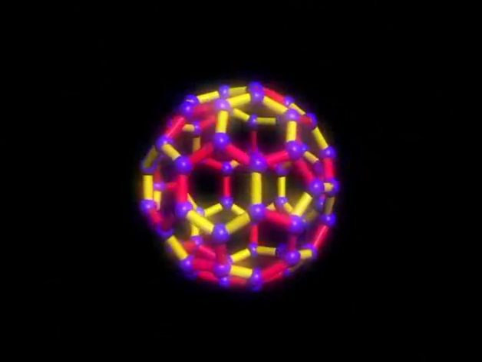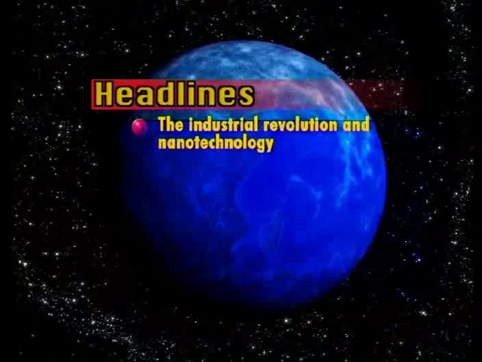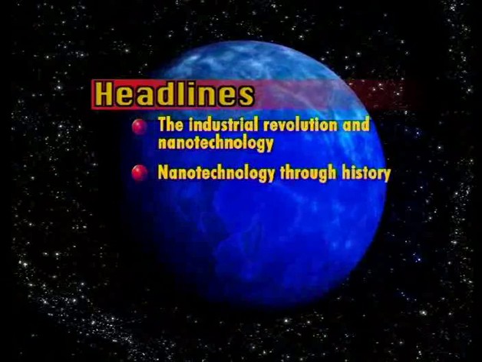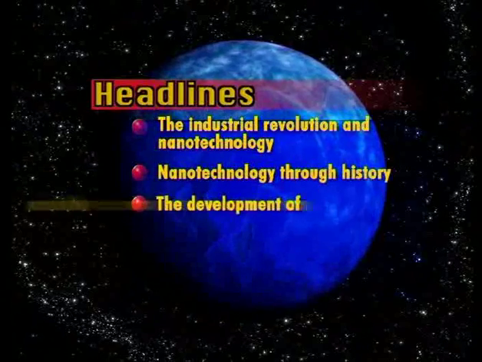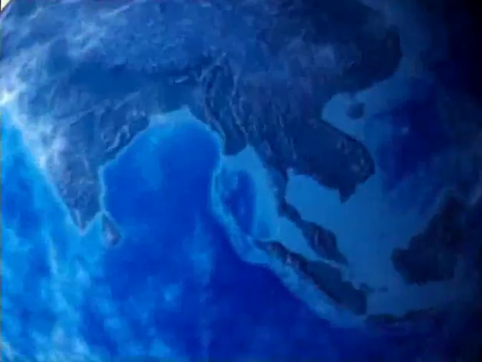So what does the future hold? Let's take a look at what's coming up on today's show. The Industrial Revolution and Nanotechnology. Nanotechnology in historic inventions. The development of nanotechnology. Nanotechnology in everyday life. Different stages of the Industrial Revolution took place in various places across the globe. And now we take a look at the fifth stage of this revolution and the technology that resulted from it.